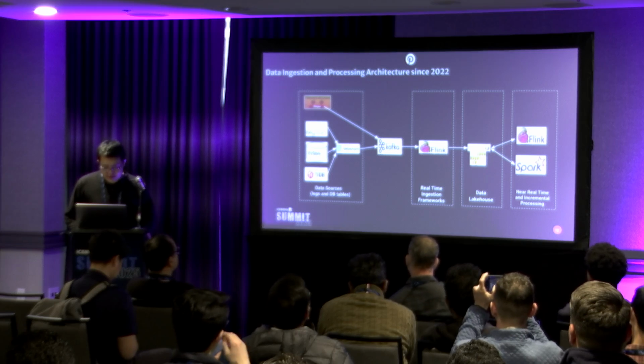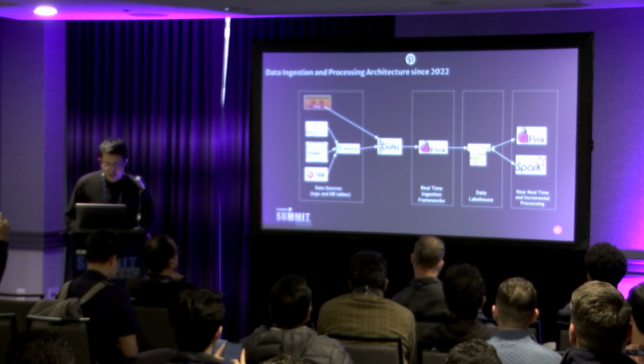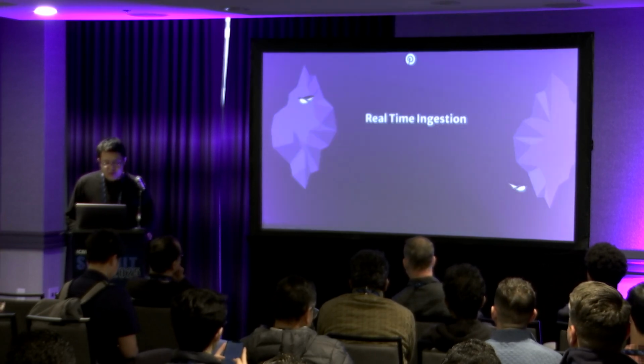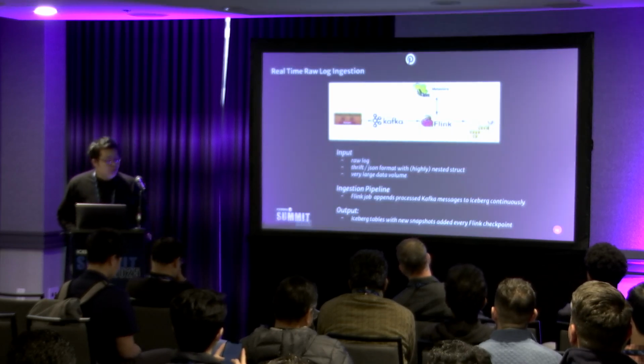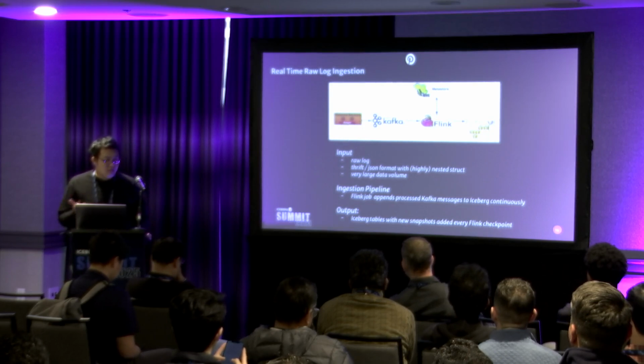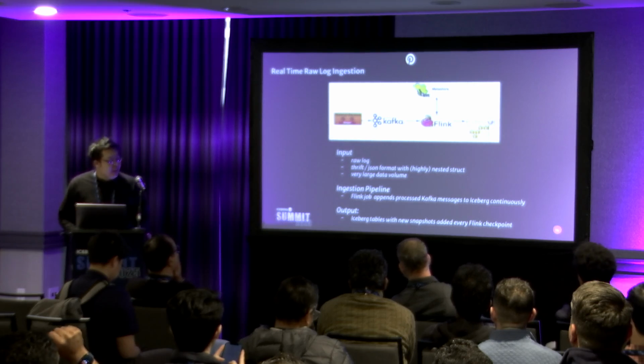Then let's look at this ingestion and processing architecture in more detail. The first is the real-time ingestion. For real-time ingestion, we have two types of data sources. One is the raw Kafka logs. Usually the logs are generated by the online services.